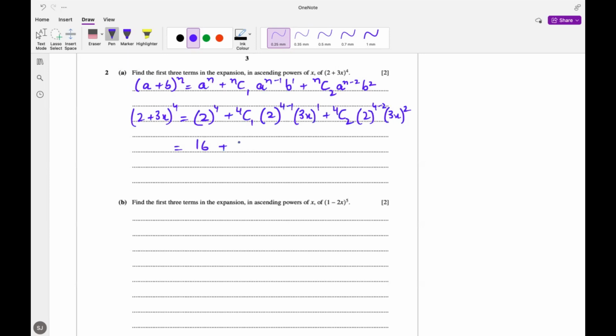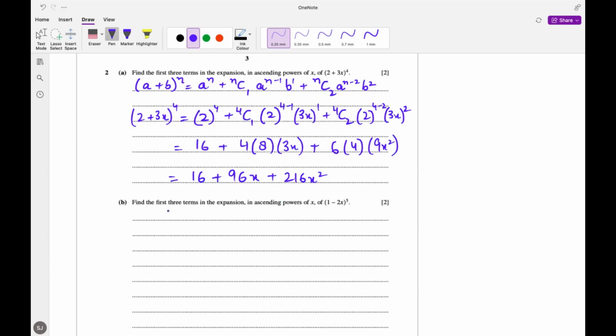we'll get 4 times 2 cubed, which is 8, and this will be 3x, plus 4C2 is 6, so this will become 6 times 4 into 9x squared. Simplifying this, we'll get 16 plus 96x plus 6 times 4 is 24, 24 times 9 will be 216x squared.